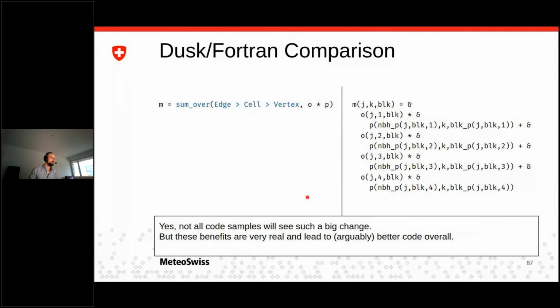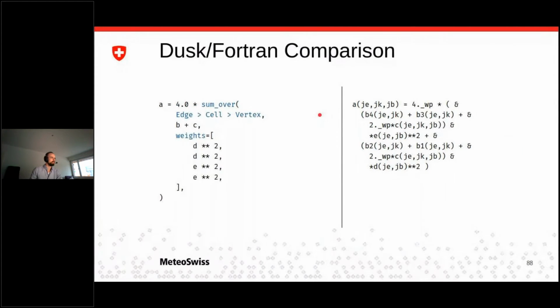Yes, this is a bit of an extreme example, and I think not every example will see such a big change, especially when it comes to lines of code. But I think this benefit is very real, and something like this can happen fairly regularly. So I would argue that there's a very real benefit from expressing this in the Dusk way.